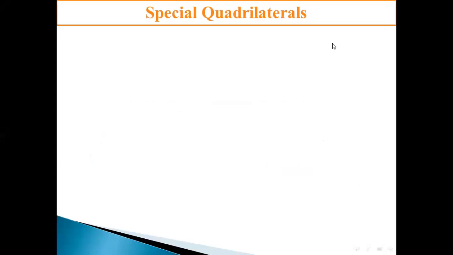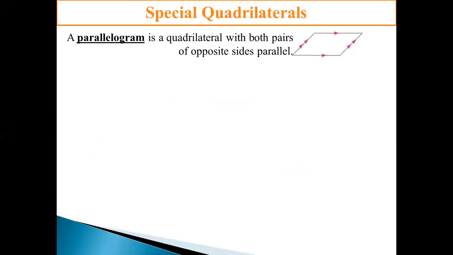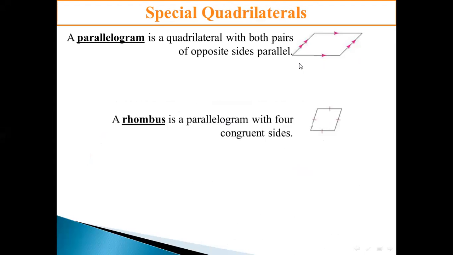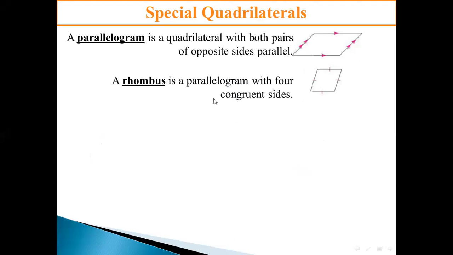Quadrilateral, page number 859. Before that, we can remember the special quadrilaterals. First one is parallelogram. The meaning of parallelogram here is a quadrilateral with both pairs of opposite sides parallel, which means each two opposite sides are parallel and also equal in length.